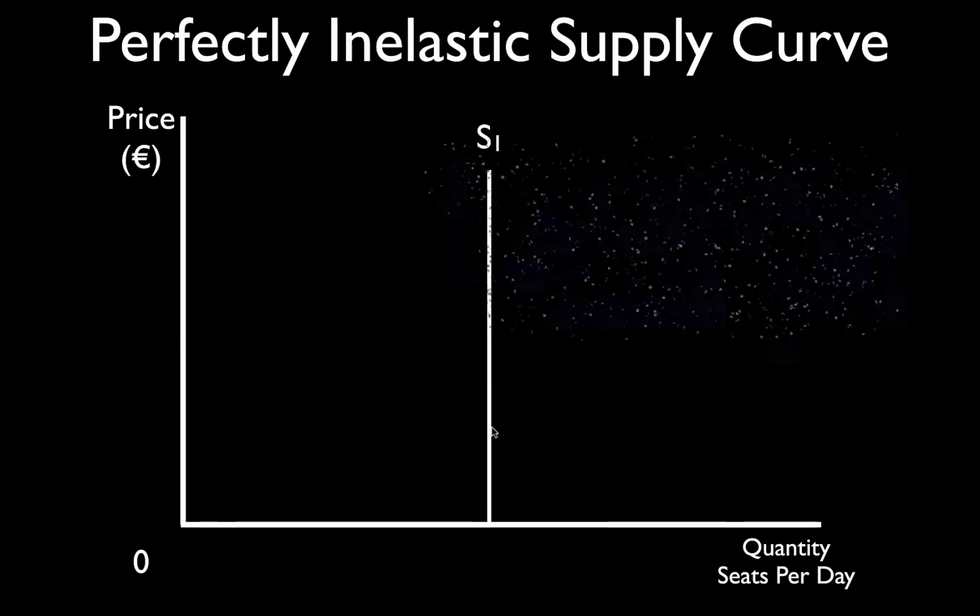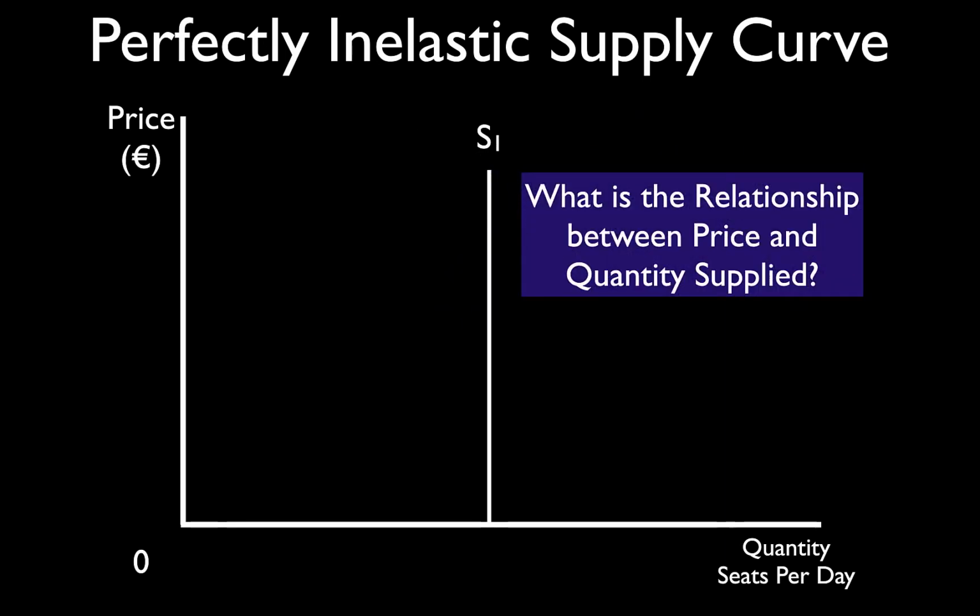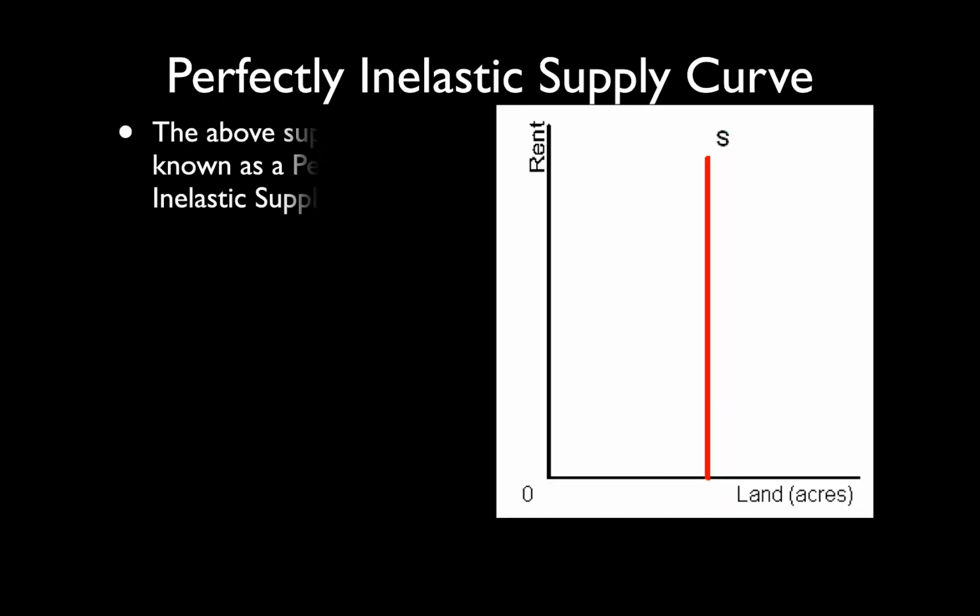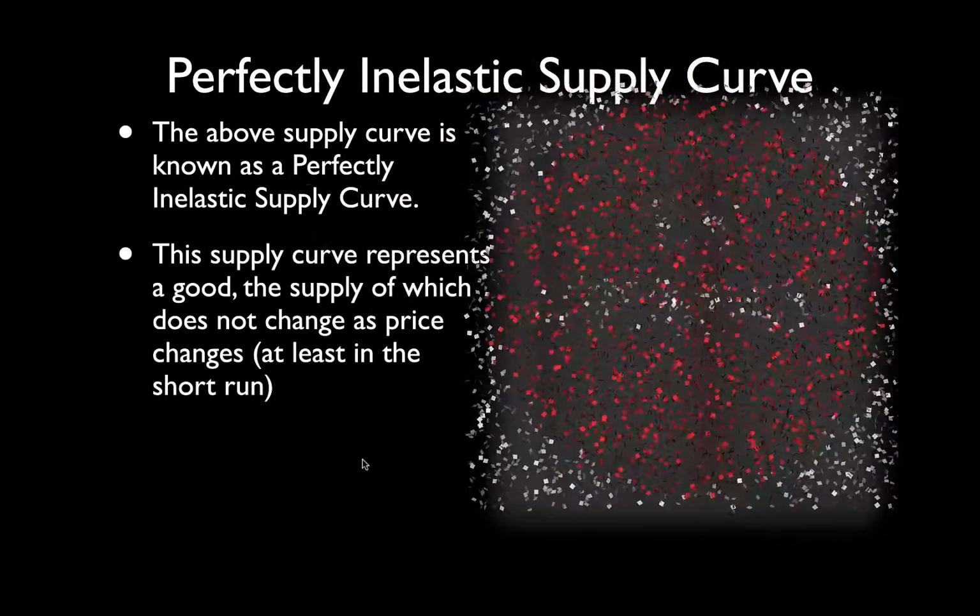Okay, now what we are saying here is this: what is the relationship between price and quantity supplied? All I need you to say is, as price changes, quantity supplied does not change. Okay, this is in what's called the short run. All right. Now, the above supply curve is known as a perfectly inelastic supply curve. It just goes straight up like that. And usually, as you can see, land is given as something like that. And we can come to that later on.